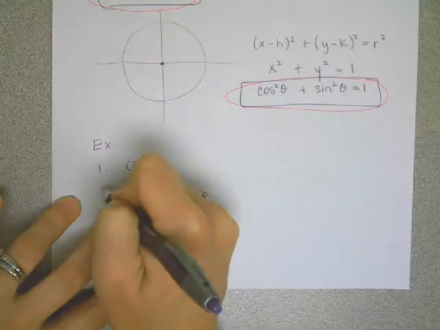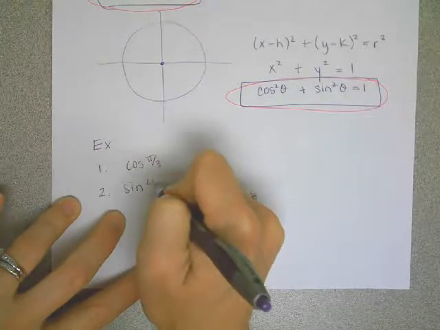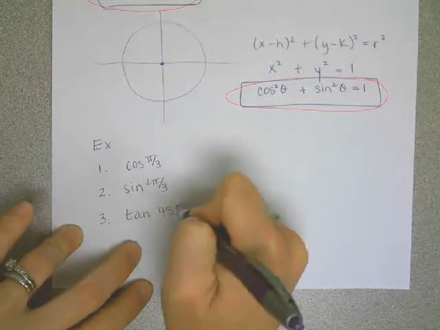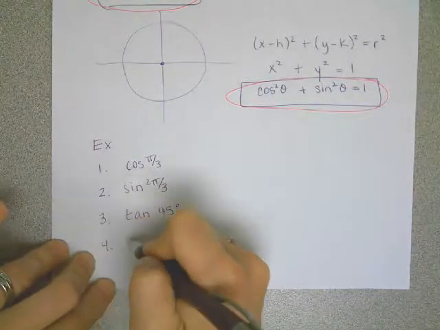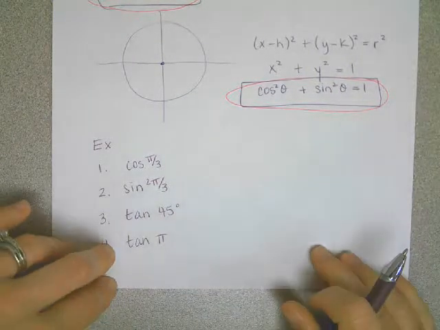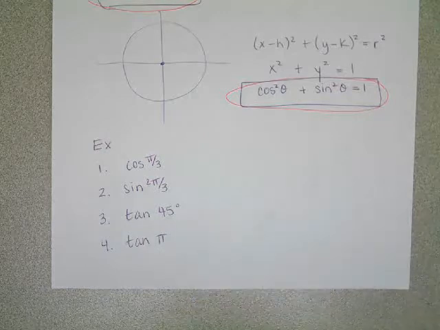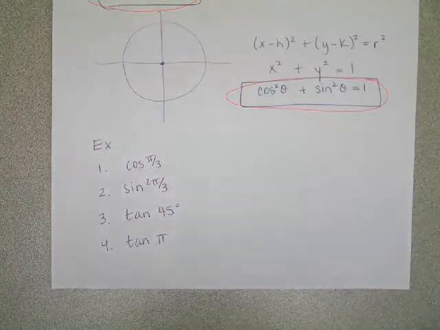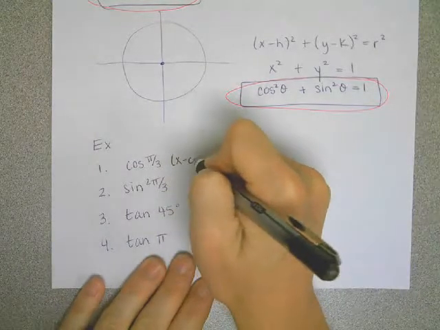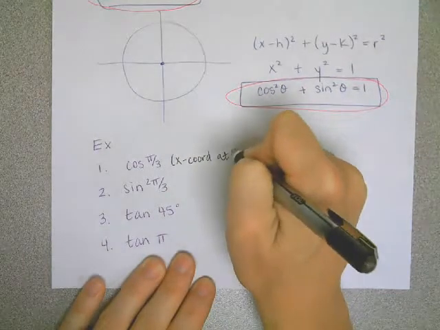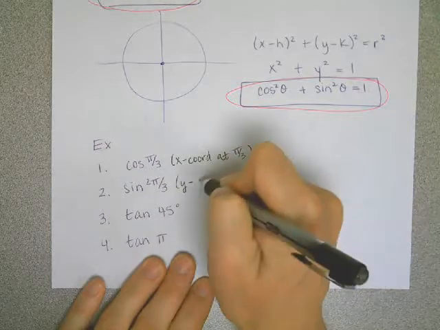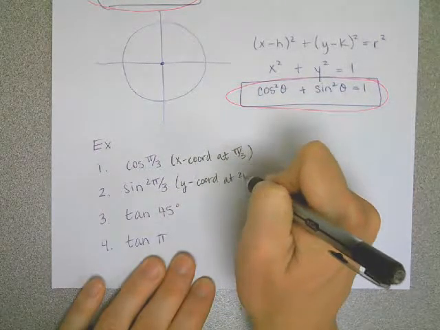Cosine of pi over 3, sine of 2 pi over 3, tangent of 45 degrees, tangent of pi. So when your book asks you these questions, or your calculus teacher next year asks you these questions, cosine pi over 3 really means what is the x-coordinate at pi over 3. And sine of 2 pi over 3 is really asking you for the y-coordinate at 2 pi over 3.